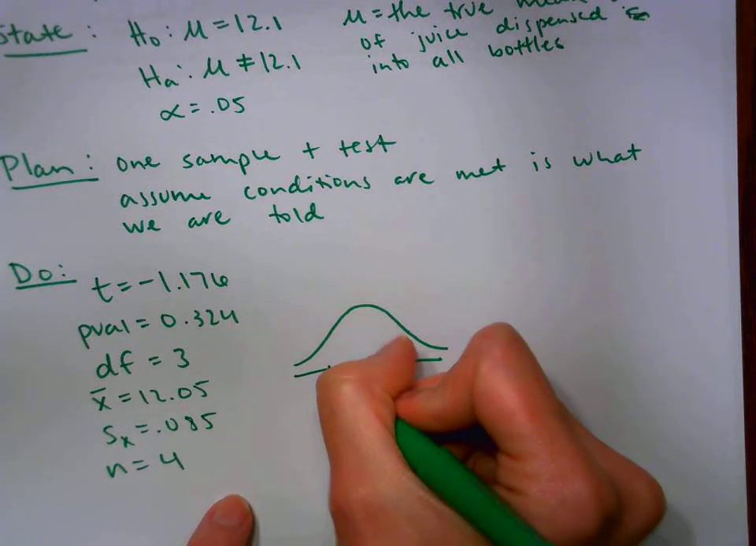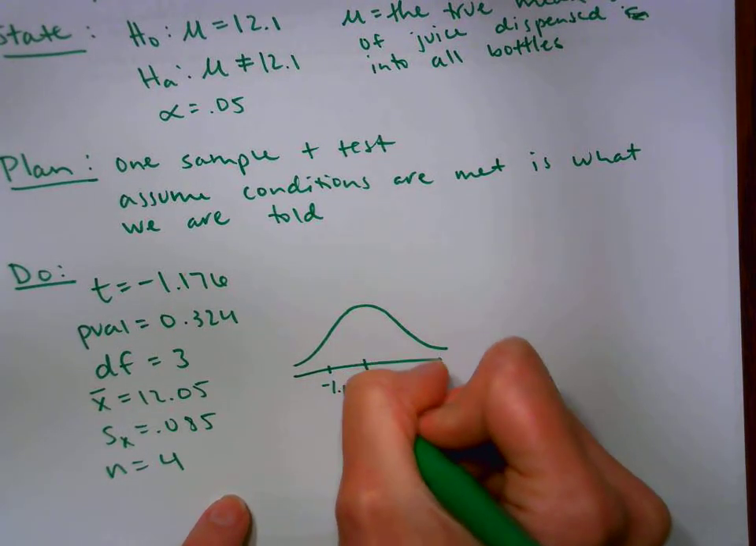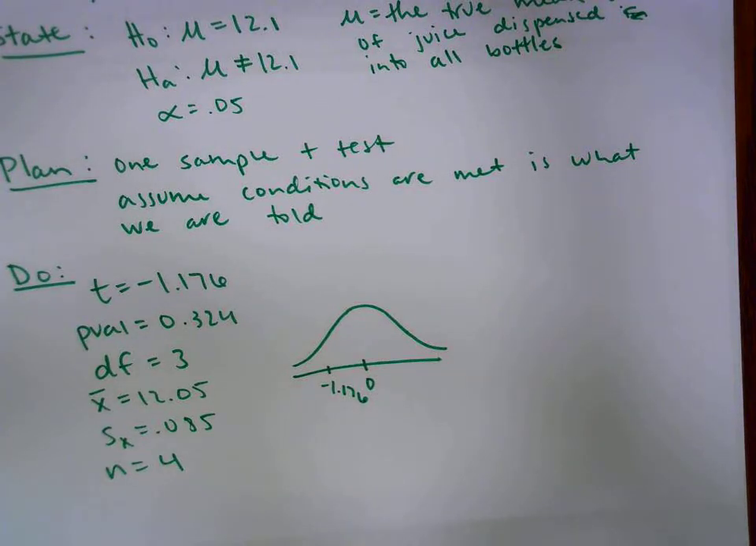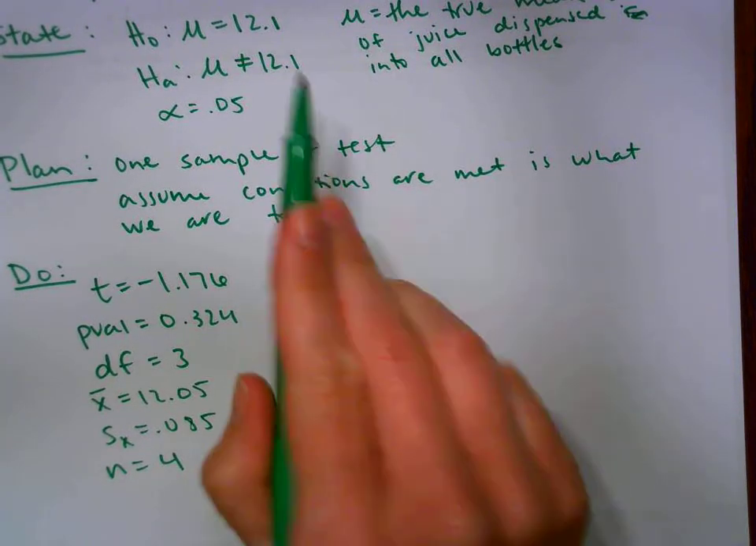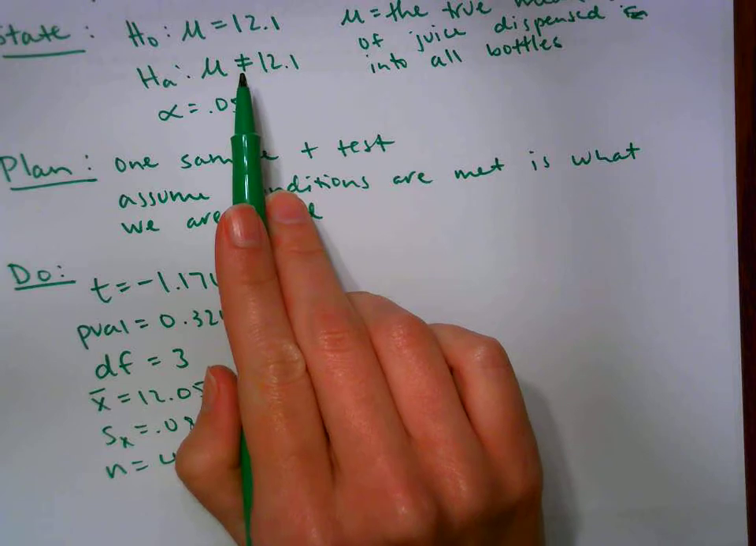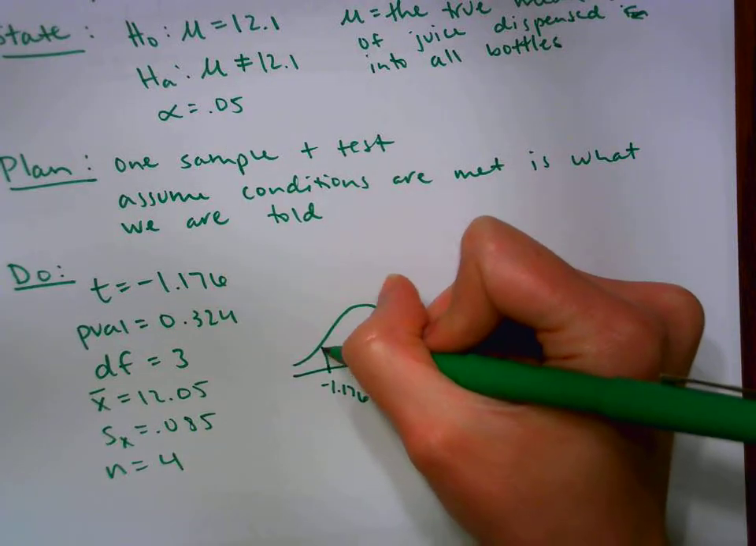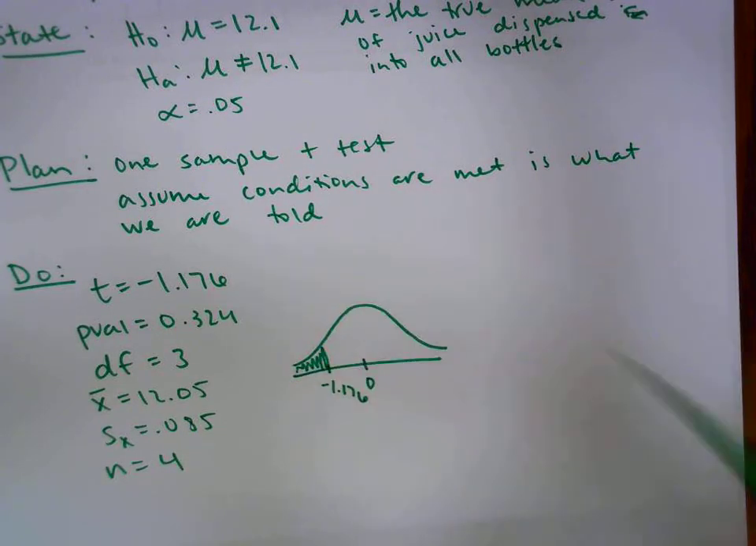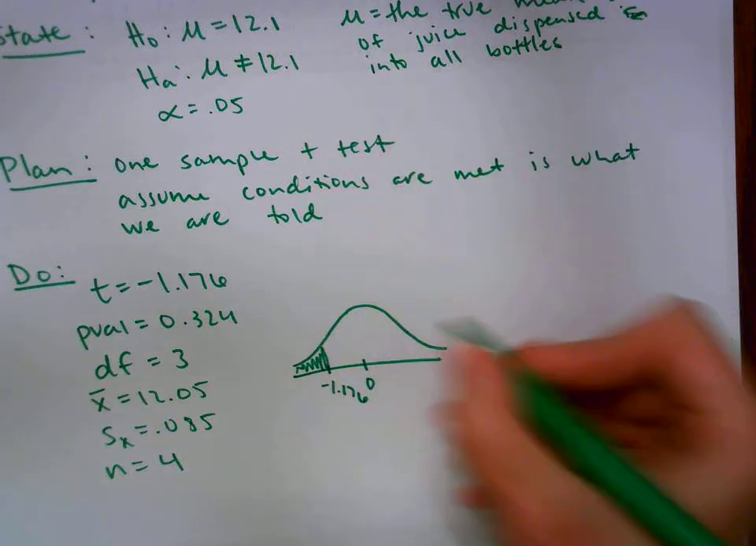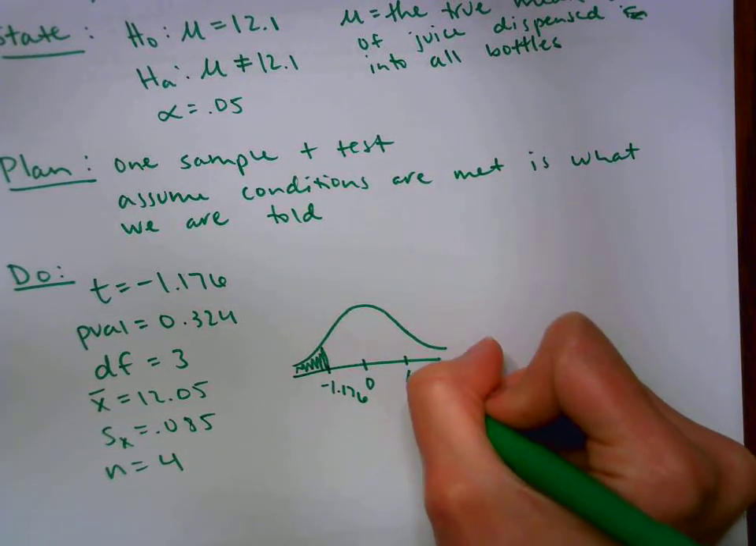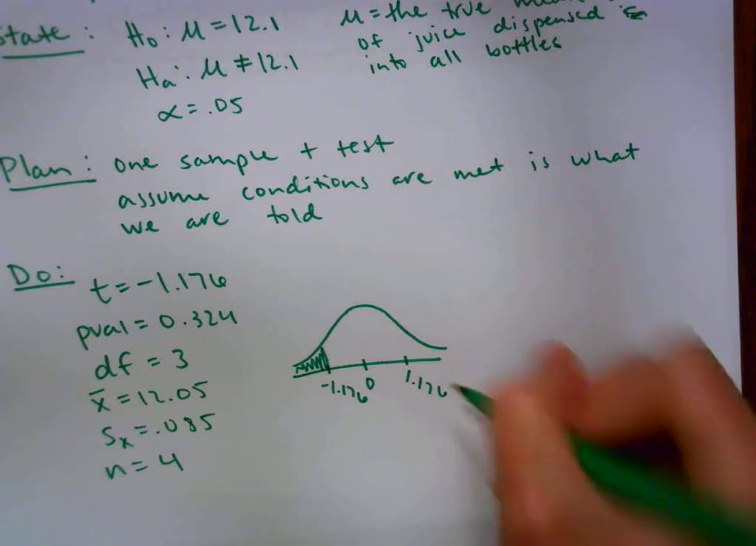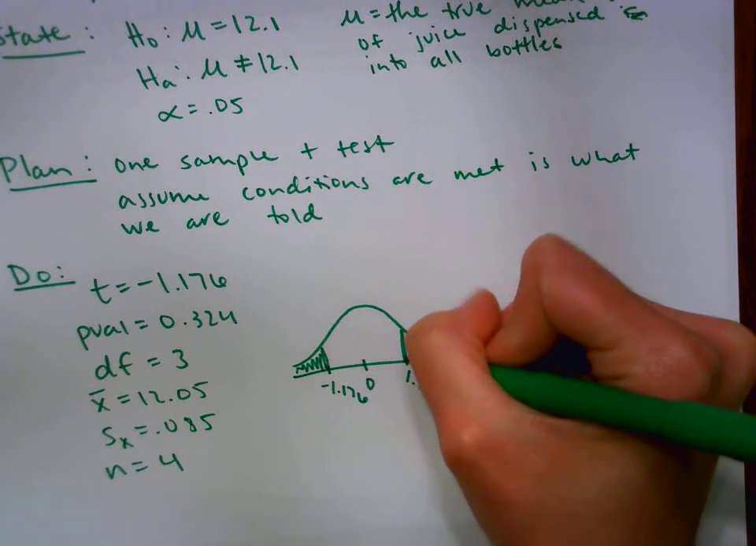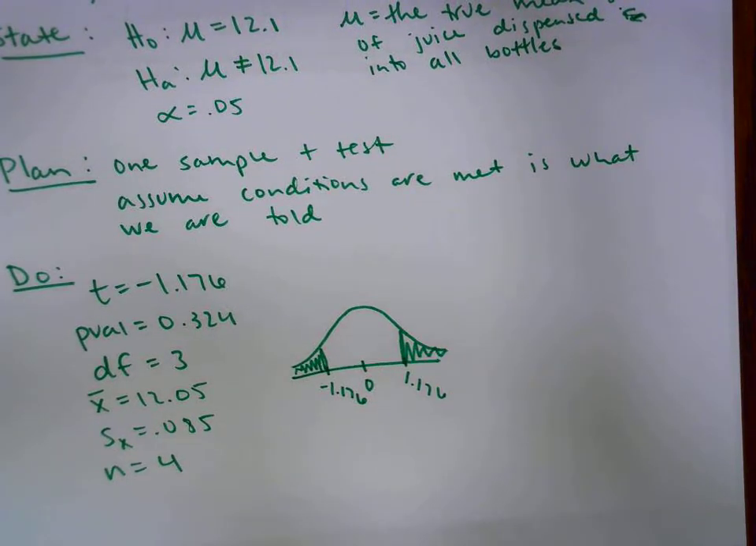So you're going to put that negative 1.176, and then we're going to shade. So you shade in the tail going less than, and then because it's not equal to, it's two-sided, you also have to go to the positive version of your test statistic and shade in that tail. Now those should be equal. I know it doesn't quite look equal.